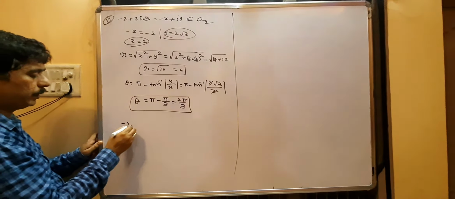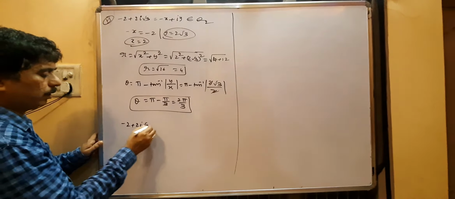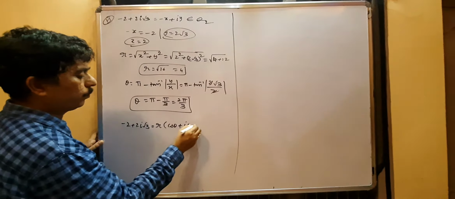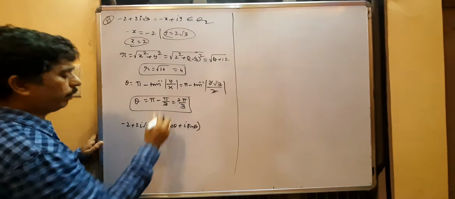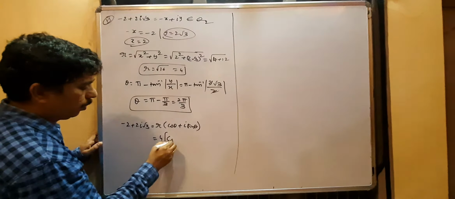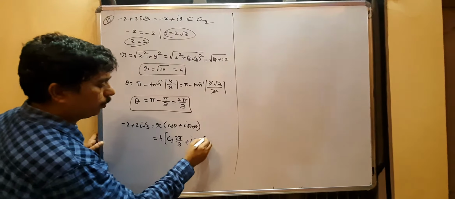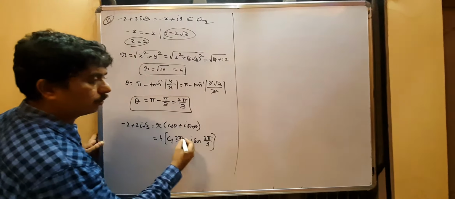Therefore, minus 2 plus 2i root 3 is r into cos theta plus i sin theta. What is the r value? 4 into cos 2 pi by 3 plus i sin 2 pi by 3 is the answer. Copy it.